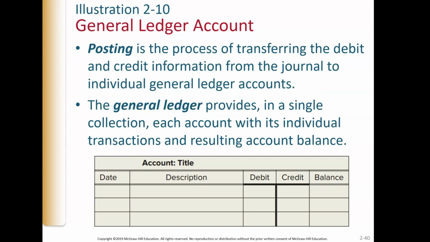Posting. Analyze, journalize, post. So we analyze the transaction, we journalize the transaction, and then we have to post it. We're going to post it to the general ledger. The general ledger takes it from a single transaction with two different accounts and adds everything up within the accounts.